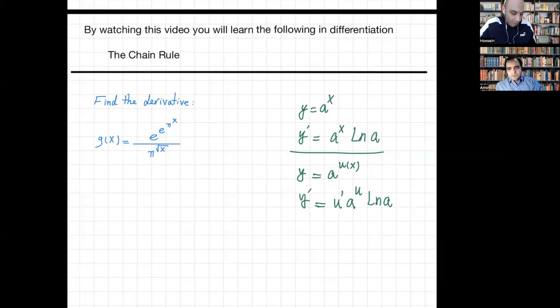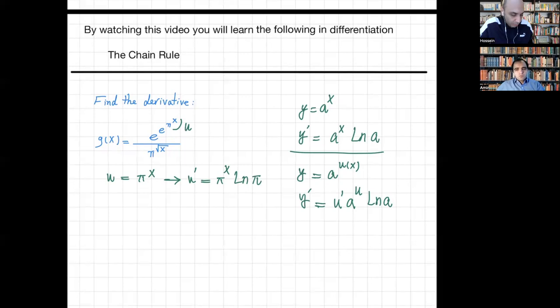Okay. So I'm going to use these rules to solve this problem. I think I start by calling pi to the x as u. So u is pi to the x, then u prime is pi to the x ln of pi.